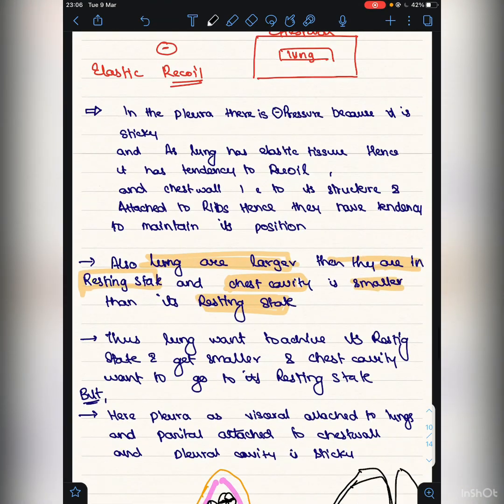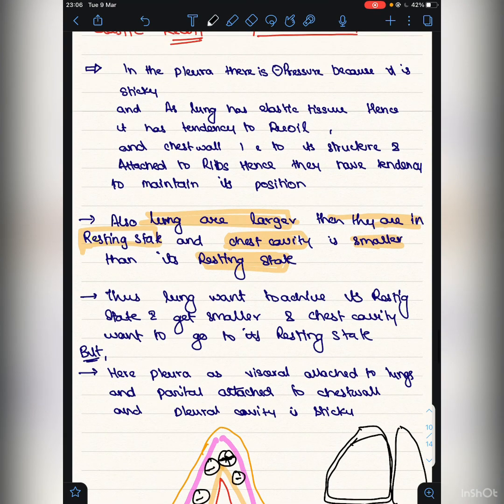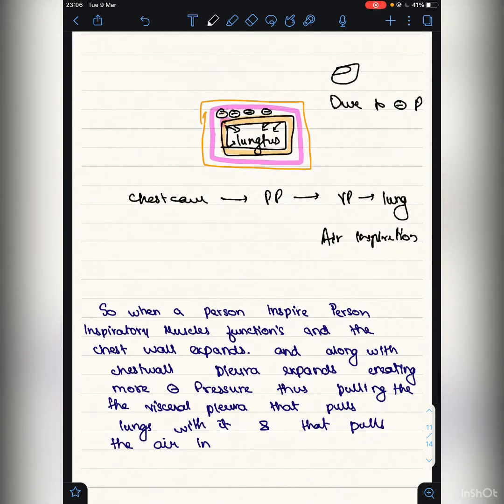Now let's go through words. As I showed here, the lungs are larger than they are in the resting stage, and the chest cavity is smaller than in the resting stage. So now you get the concept of why the negative pressure in the pleura is useful. As the lung has the elastic tendency to recoil, the chest wall has its structure attached to the ribs, hence they have a tendency to maintain their position. So the negative pressure in the pleura plays an important role in facilitating proper inspiration and also expiration of air.